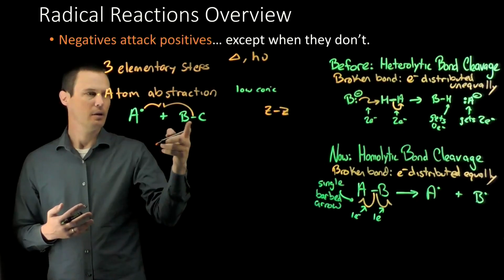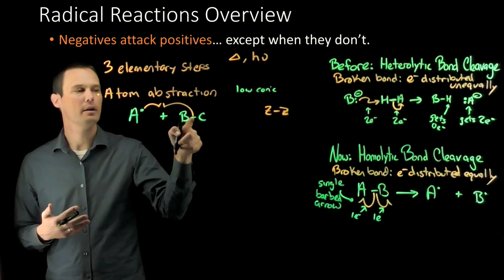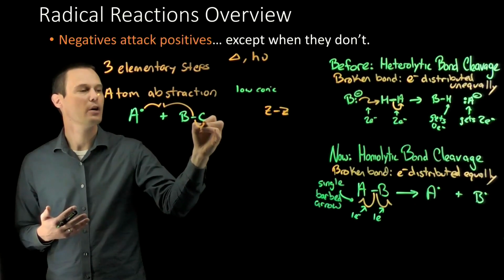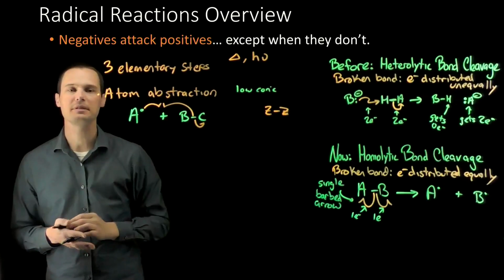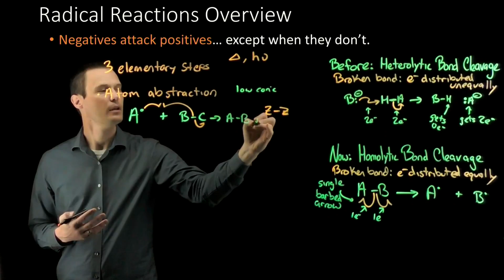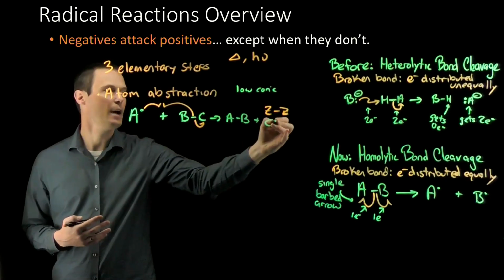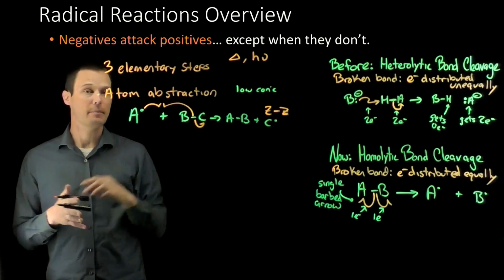So we'll take 1 electron from A, 1 electron from the BC bond, and that will form a new bond between A and B. Now, when we break a bond like this, we must account for all of the electrons. There's still 1 electron unaccounted for. That electron will move on to atom C as a new radical. So we'll form a new bond between A and B, and we'll form a new radical on atom C, whatever atom C happens to be.